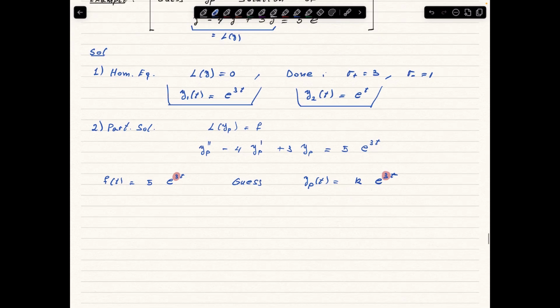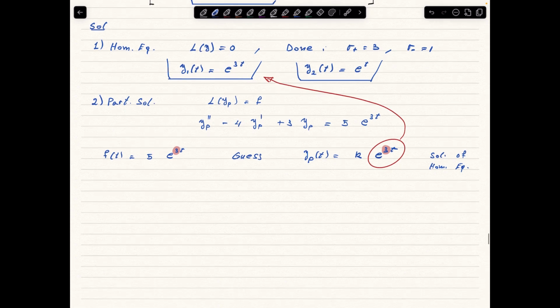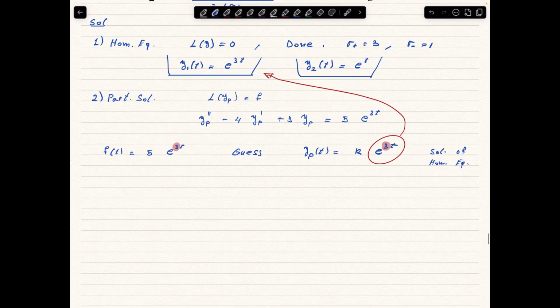But notice one little problem here, and that is that this function that we have here actually is a solution of the homogeneous equation, and that is going to create a problem. Let's see what the problem is. Suppose we don't care that it is a solution of the homogeneous equation and we continue. What do we need to do?